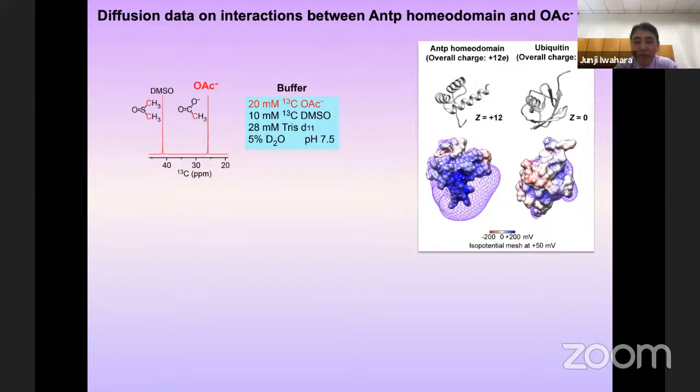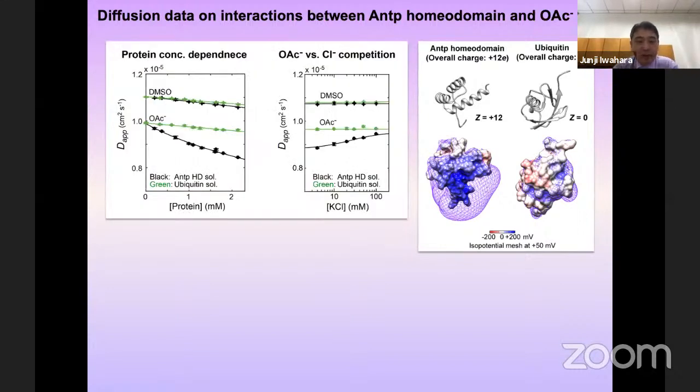We did this kind of experiment for some different proteins, and 2 of them are shown here. One is Antennapedia homeodomain, and the overall charge is positive 12 for this protein. Ubiquitin has 11 positively charged residues and 11 negatively charged residues, and as a result, the total charge is 0 for this one. For these 2 proteins, we did the same diffusion experiments, but this time for carbon-13 acetate, and we got these results.